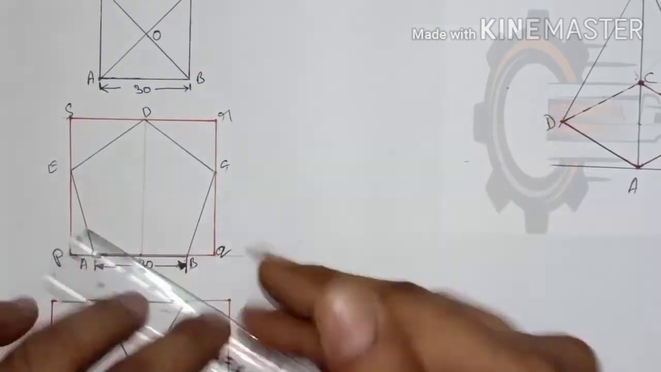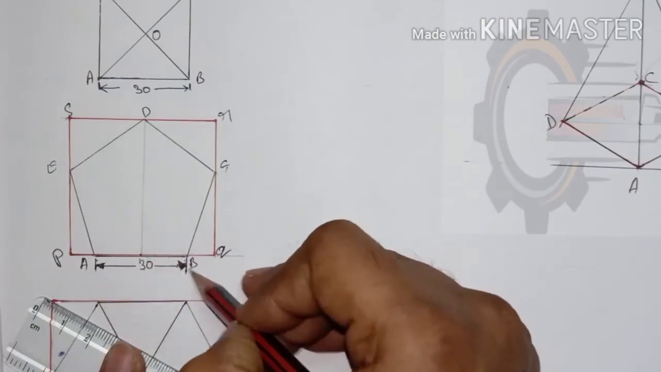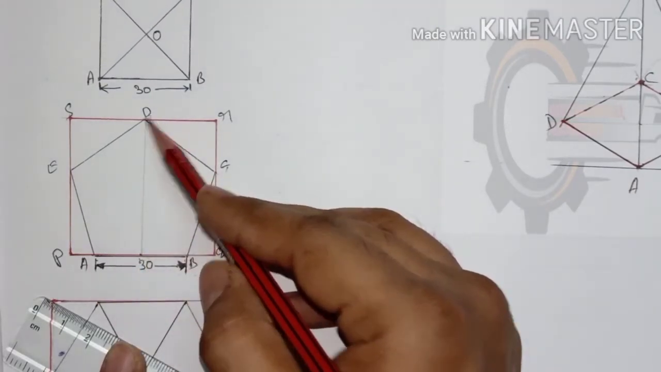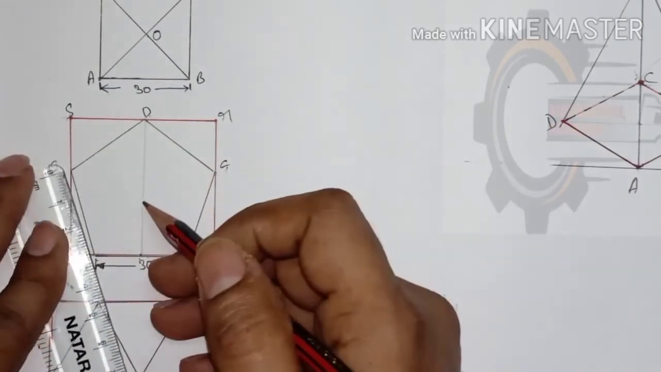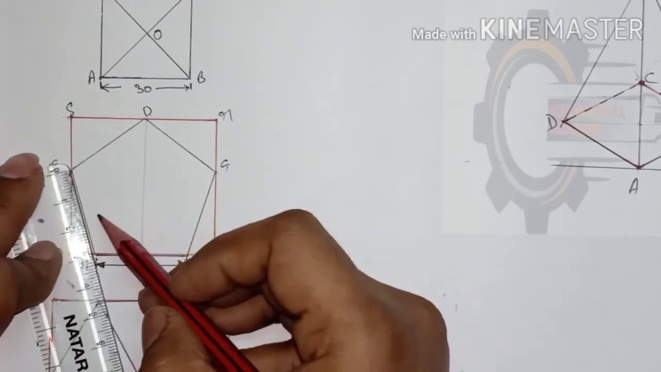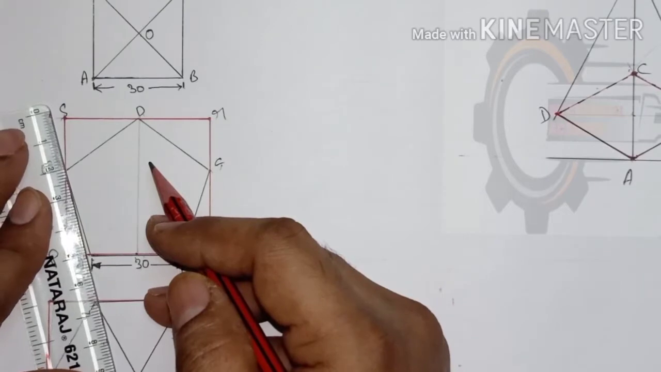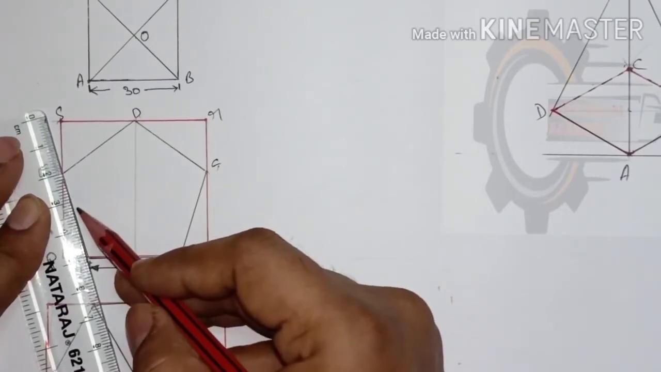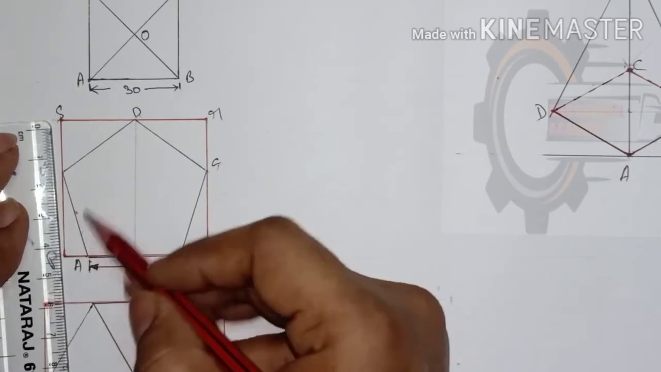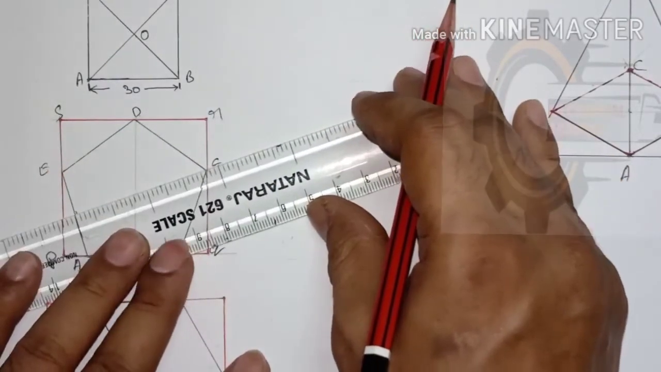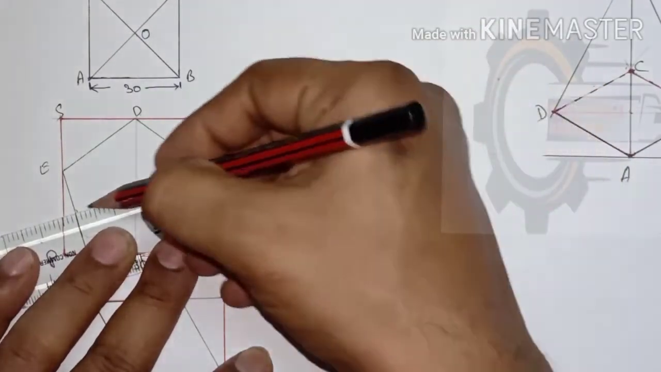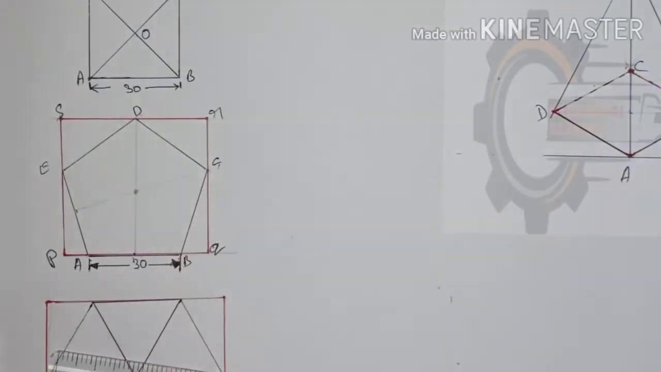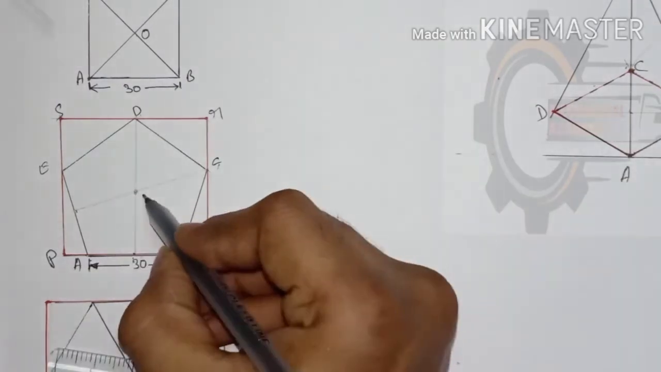Okay, so next, this is the midpoint of the AB line. I am joining the midpoint to the opposite corner. Like that. For example, I am taking the midpoint of AE. So here I have the midpoint of AE. Now I am joining the midpoint to the opposite corner, like this. So this is our midpoint. Okay, this is our O.